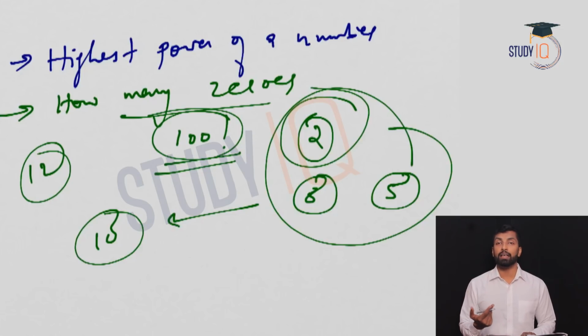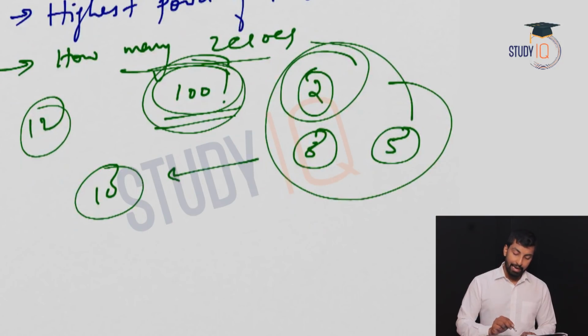So we all know zeros depend on tens. So it depends on how many tens are there. So you basically need to find how many tens are there, which means I need to find the highest power of 10. And we are going to discuss the method for that also. Or they can simply give you a factorial just like this, 100 factorial.